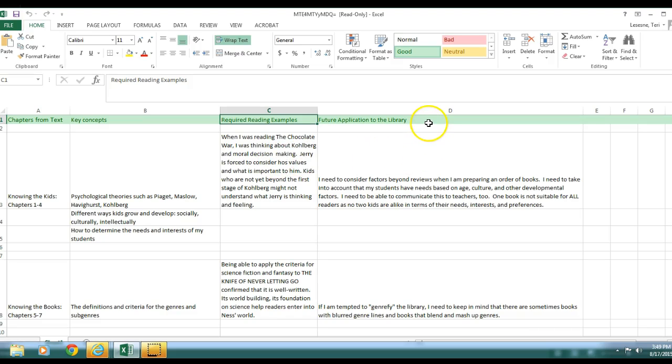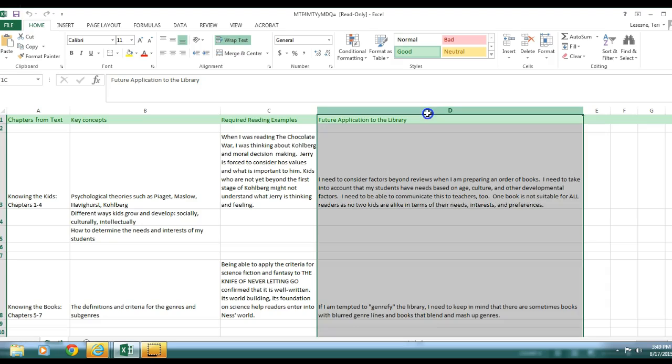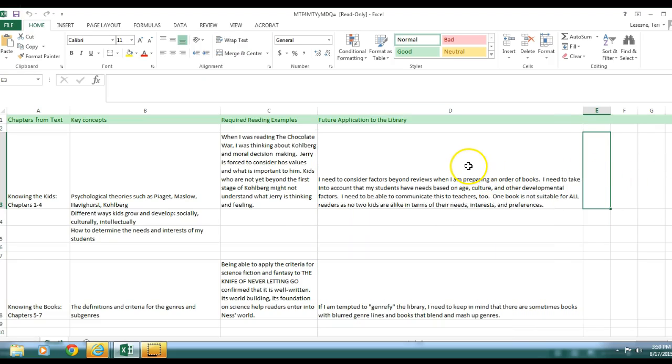So what does that mean in terms of application to the library? It means I need to consider factors beyond reviews when I'm preparing an order of books. I need to take into account where my students are based on age, culture, moral, intellectual, and other kinds of development. I need to be able to communicate this to teachers too, that one book is not suitable for all readers, as no two kids are alike in terms of their needs, interests, and preferences. And so talking about choice might be something that I bring up.